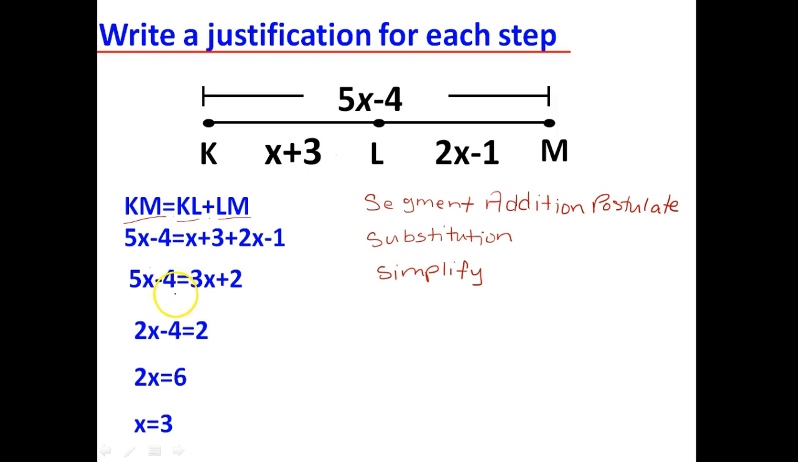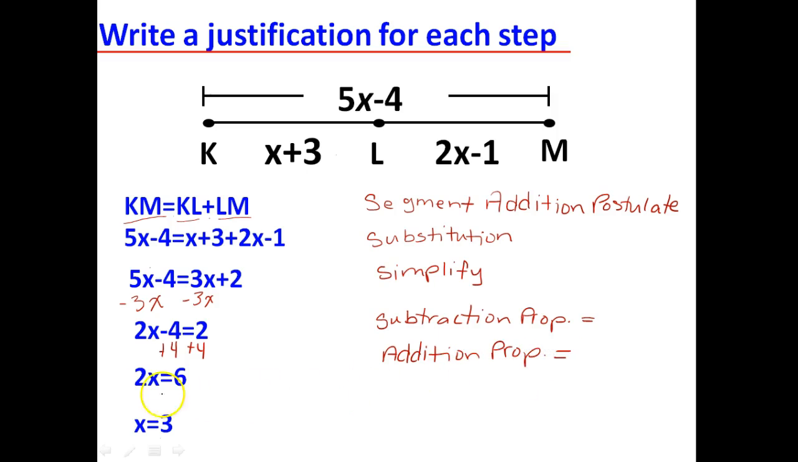All right, so how did they get from this step to this step? What we're doing is actually solving for x. So if you look, I see that they subtracted 3x from both sides. So that is the subtraction property. Now, if you look here, they added 4 to both sides. So you have the addition property. And then here, they divided both sides by 2. So you have the division property. And of course, x equals 3, you simplify it.